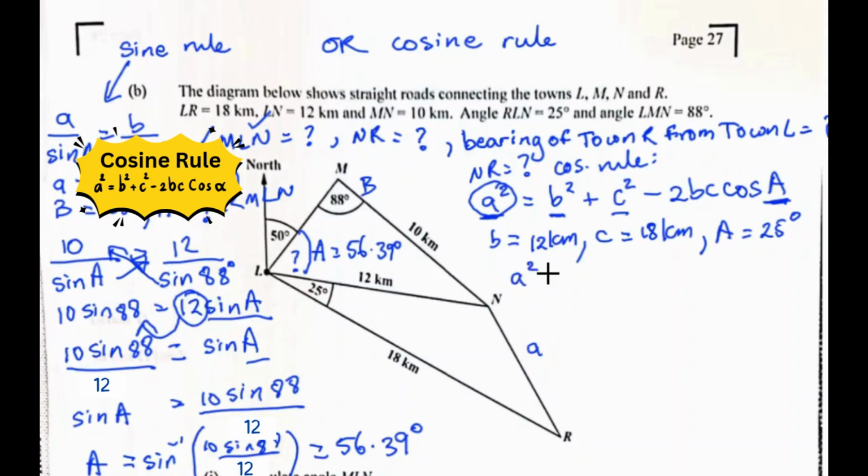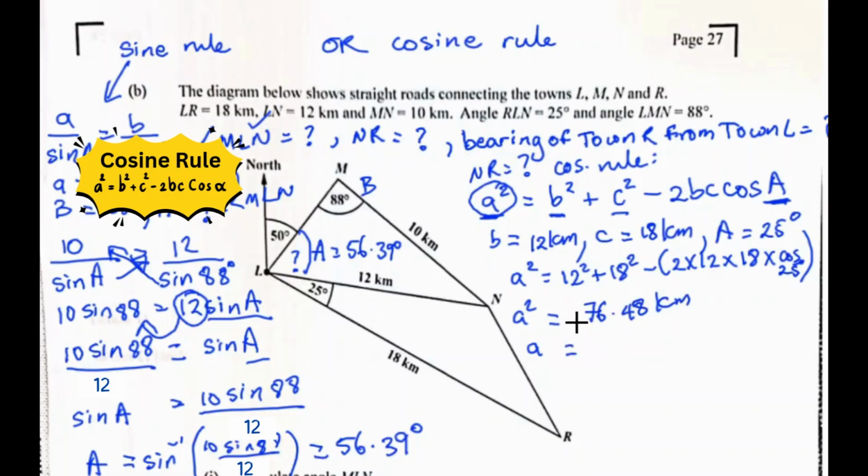So let's get A squared. This would be equal to 12 squared plus 18 squared minus 2 by 12 by 18 by cosine of our angle 25. This simplifies to give you A squared is equal to 76.48 kilometers squared. And of course, we need to find the square root of that. The square root of 76.48 is equal to 8.75 kilometers.